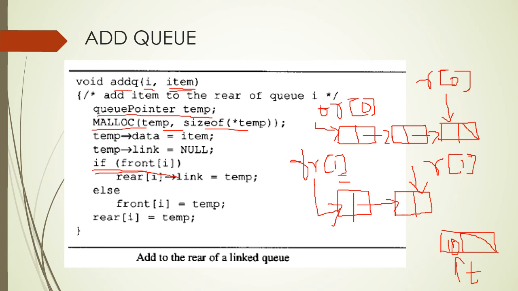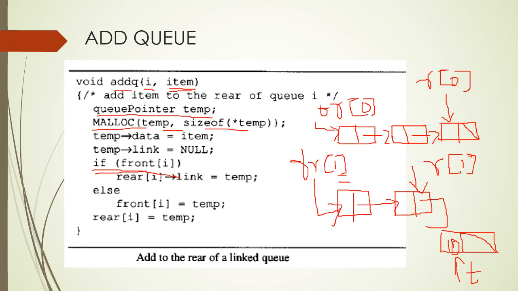Suppose if it is null, if of null means it goes to the else part and make temp node as the front node. So in our case, front node is already present. Therefore, if of front of I is evaluated as true, so rear of link is equal to temp. So here we are having a null value. Replace that null value and store the address of temp.